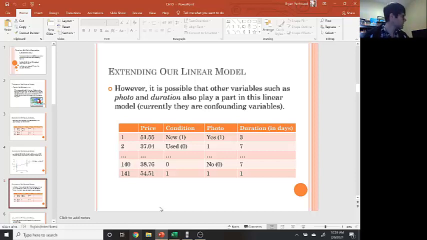And the question is, is it possible to update our original model, which is a plus bx, to account for these other variables? Right now, photo, for example, and duration are currently confounding variables because they're having a part, at least we think, in the overall final price of these auctions, and we want to be able to adjust the current linear model to account for some of these other variables.